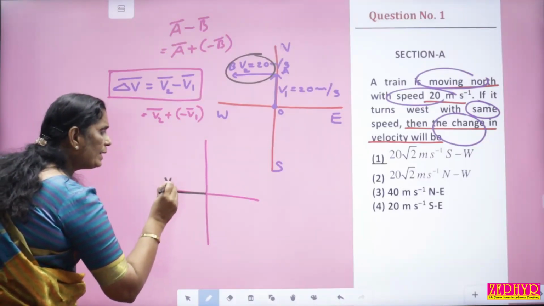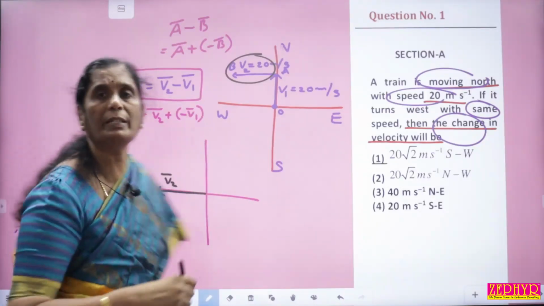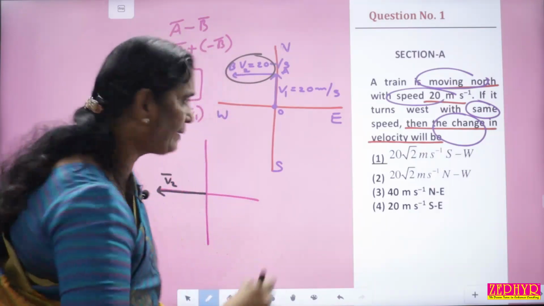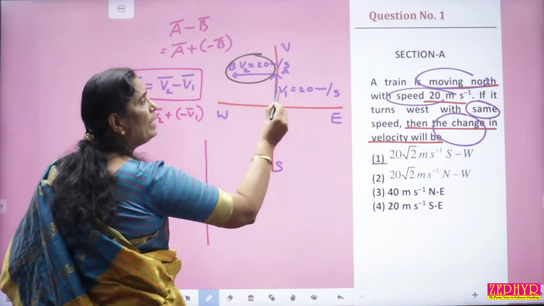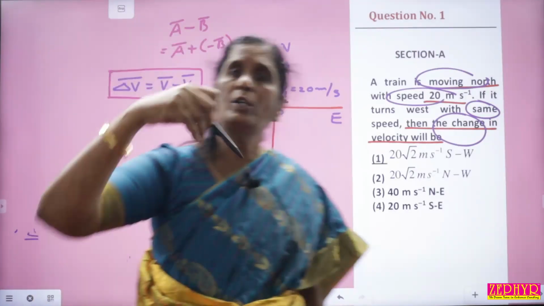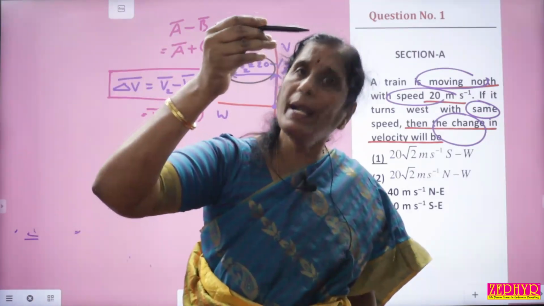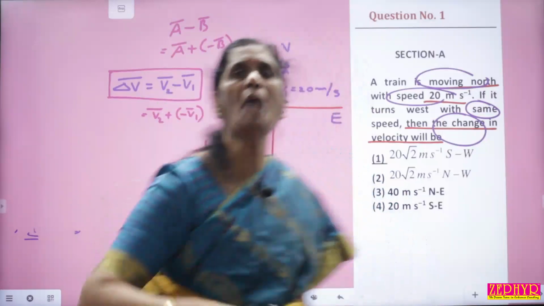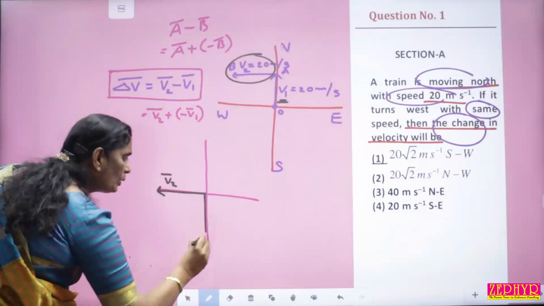So we can shift the vectors. Just shift it towards the x-axis. Now we don't want V1. We want minus of V1. V1 is towards north, but I want minus of V1. Take it towards south.